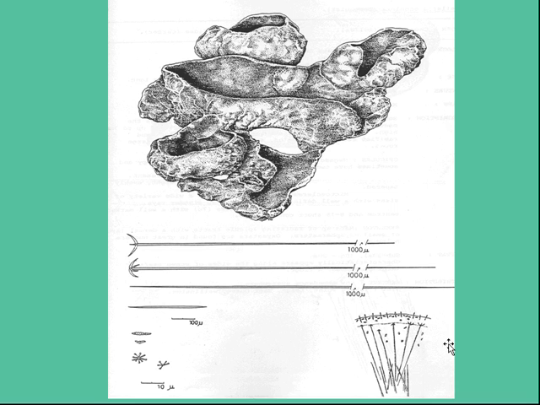Okay, Raspailia topsenti, which is a staghorn sponge, usually orange. Here are the arrangement of these boomerang-shaped spicules, and they'll be running in columns out through the body of the sponge. Okay.